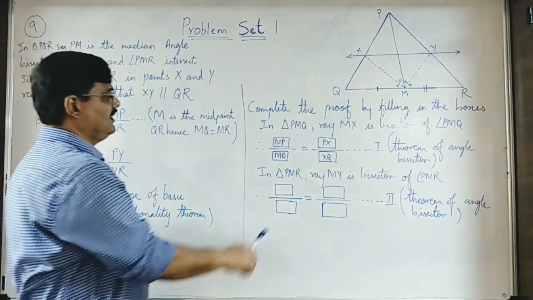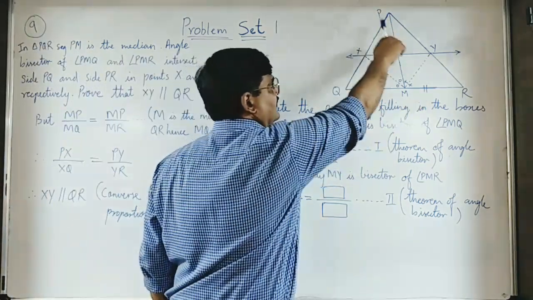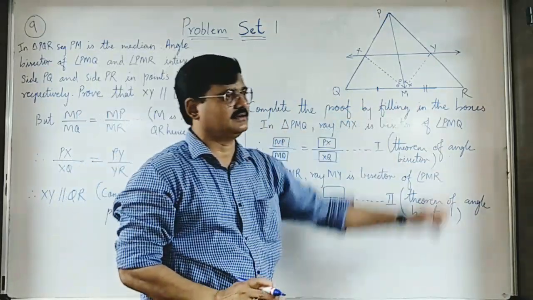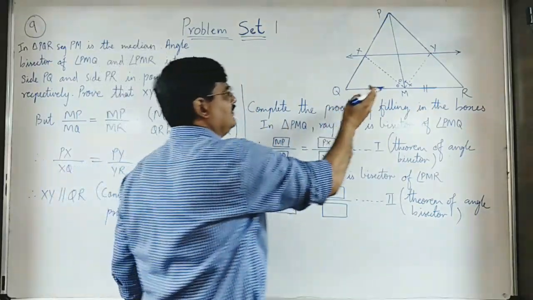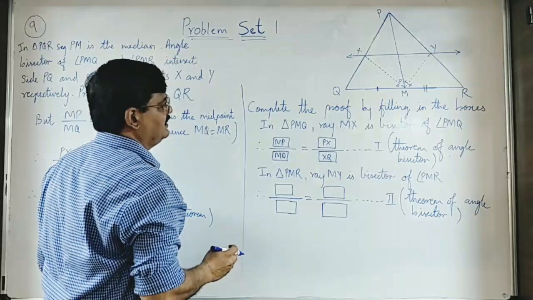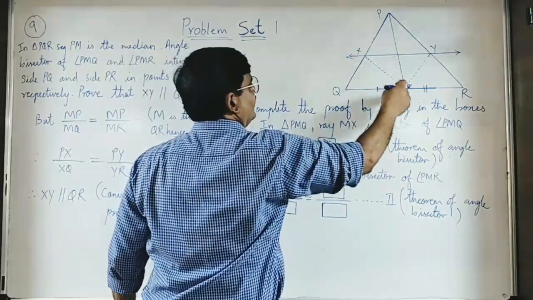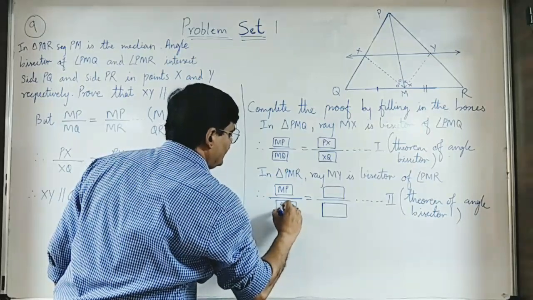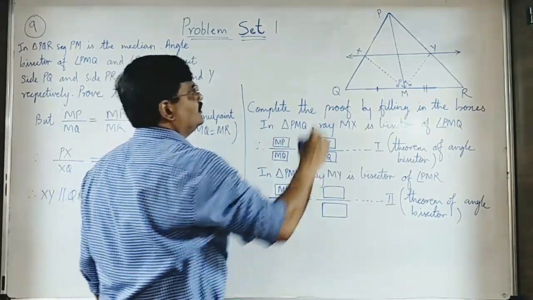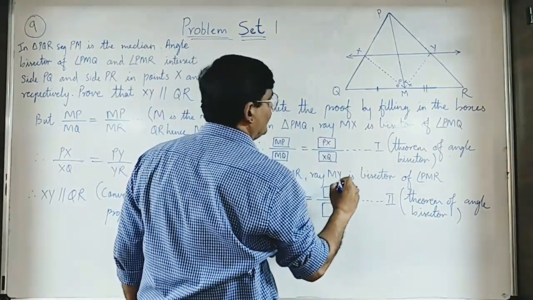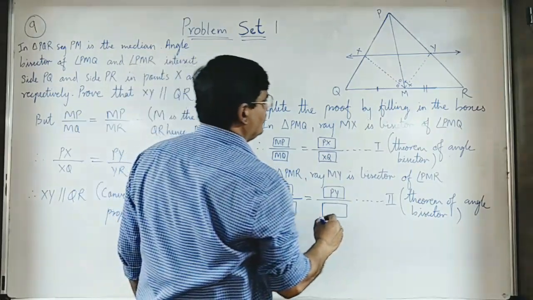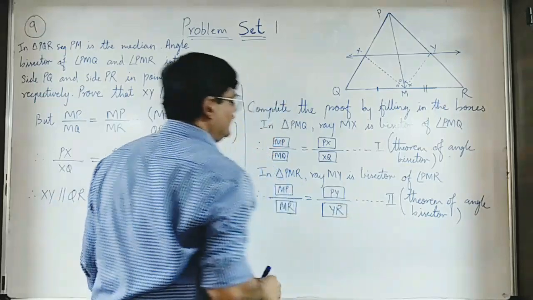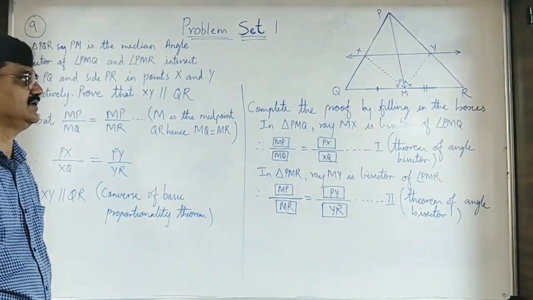Same way in triangle PMR. Let's go in that triangle PMR. Look at the triangle PMR, where again you can apply the angle bisector property. Here again I will be writing MP upon MR is equals to PY upon YR. Can I write that PY upon YR? Again that is because of the angle bisector property.